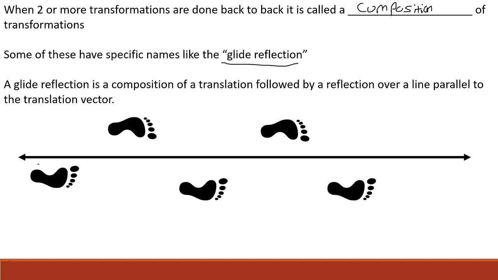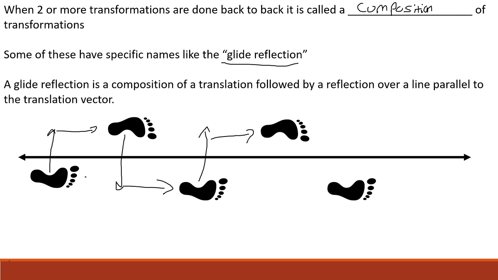That's when you take an object like a footprint here, and then you reflect it, and then translate it. If you do that over and over, reflect, translate, reflect, translate, you get this sort of step pattern, which is why it's sometimes called a step reflection as well. You get a glide or a swirl kind of situation here. You could also do it the other way.